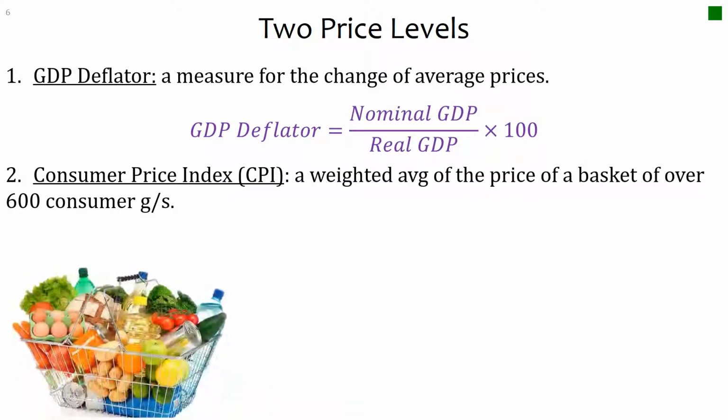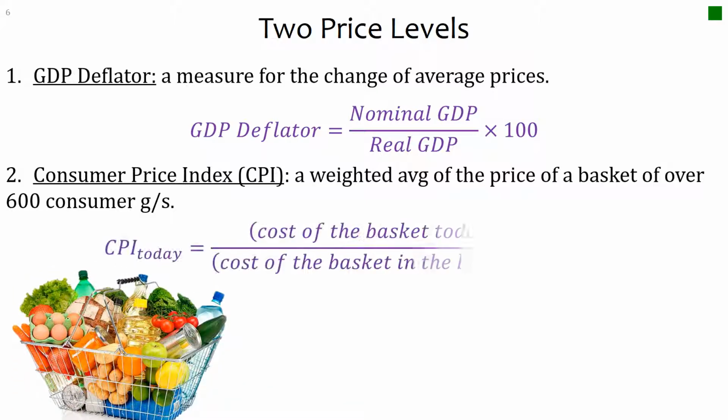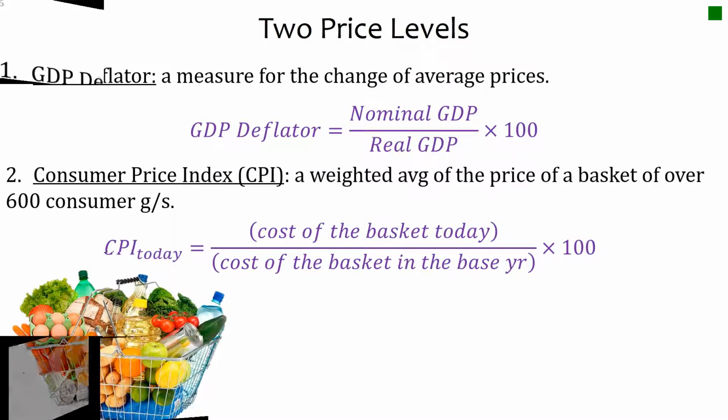All right. So the formula for the CPI would be the cost of the basket today over the cost of the basket in the base year, times 100. So we have a fixed basket. Go find the cost of it this year. Compare it to the same basket valued last year, or whatever is your base year. All right. So write down these formulas.